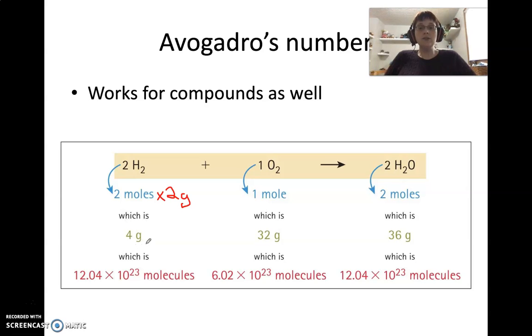So 4 grams of hydrogen is going to be 12.02 times 10 to the 23rd molecules, because we're looking at 2 moles. So 2 moles of it is going to multiply the 6.02 times 10 to the 23rd. You're going to have twice as many molecules, or atoms, depending on who you're looking at. We're looking at molecules here because it's H2. So you just take the number of moles and multiply it by this number, the 6.02 times 10 to the 23rd, to get your number of molecules. Here we've got O2.